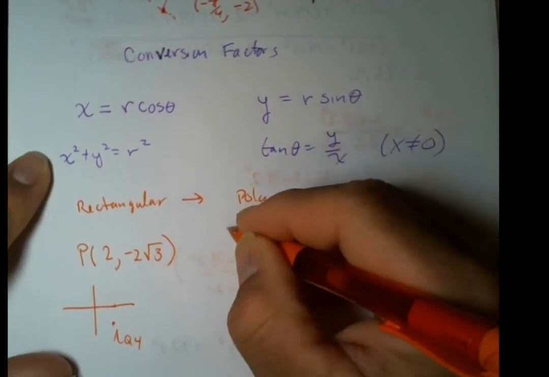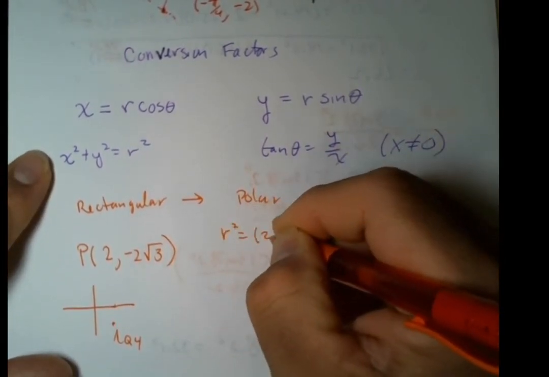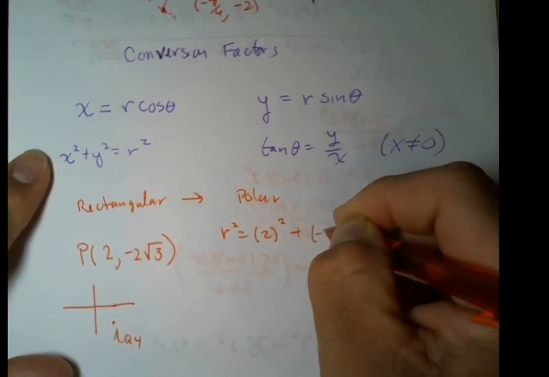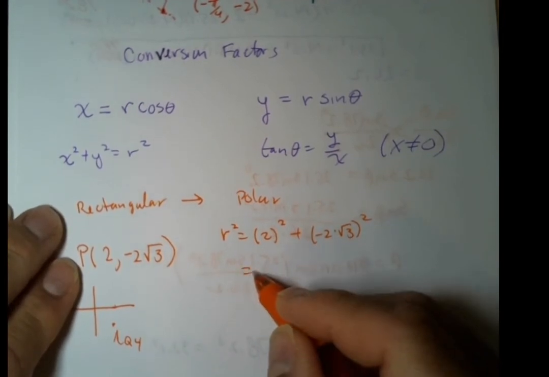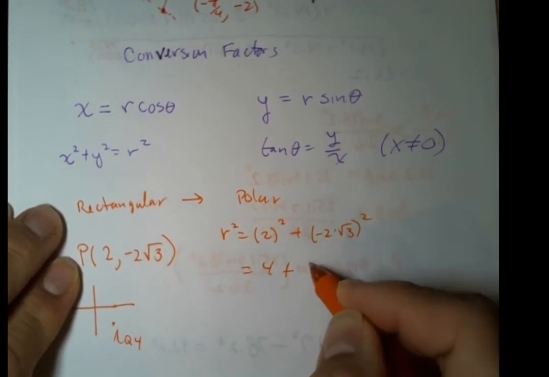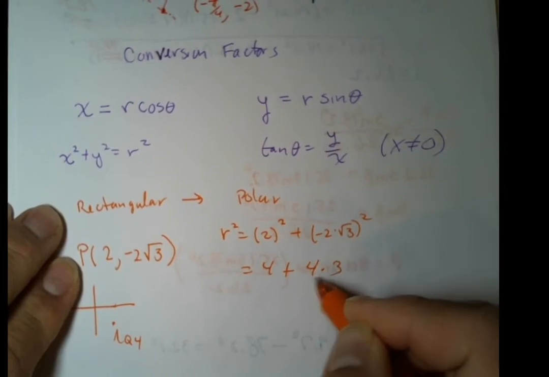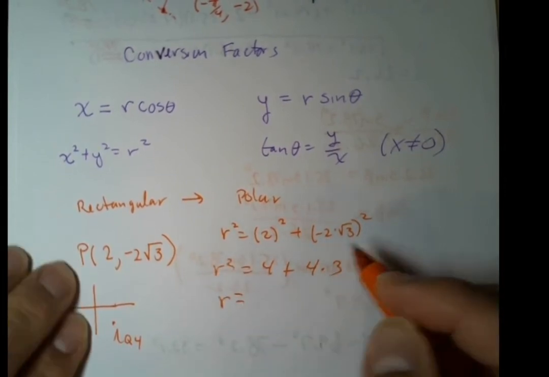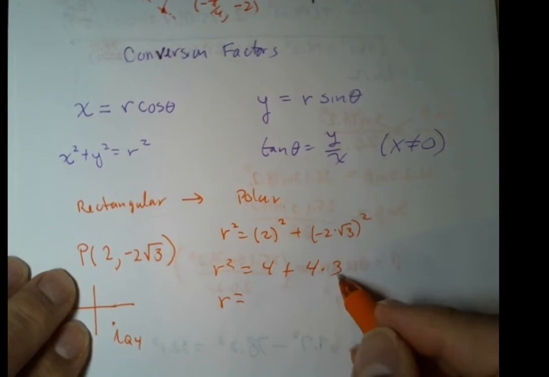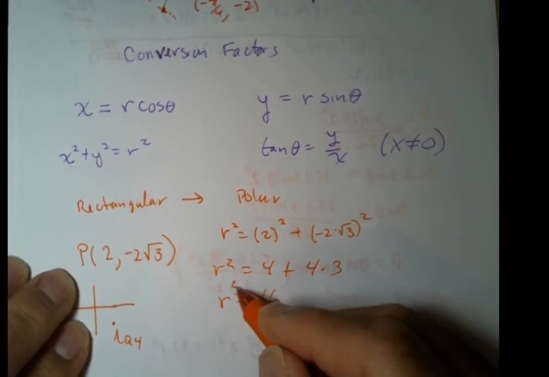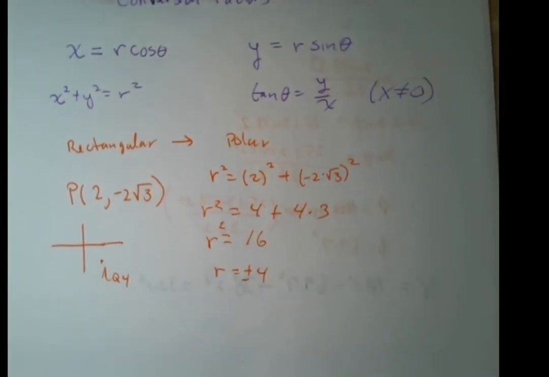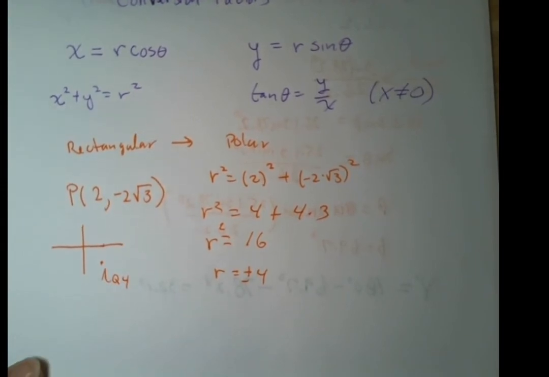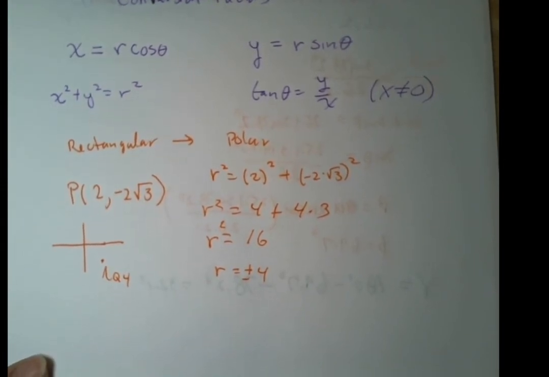I'll start by finding r. r squared is going to be x squared plus y squared. So here we'll have 4, since negative 2 squared is positive 4, and root 3 squared is 3. Wait, the 12 comes from (2 root 3) squared, so that's 12 plus 4, 16. r is plus or minus 4. Remember, whenever we take the square root of a square, we get plus or minus.